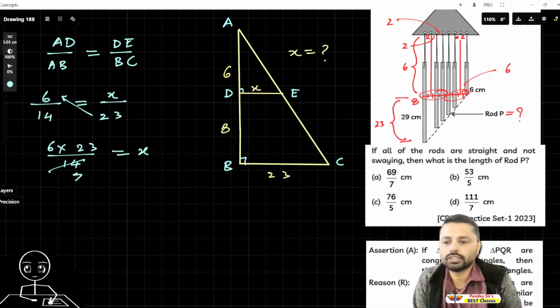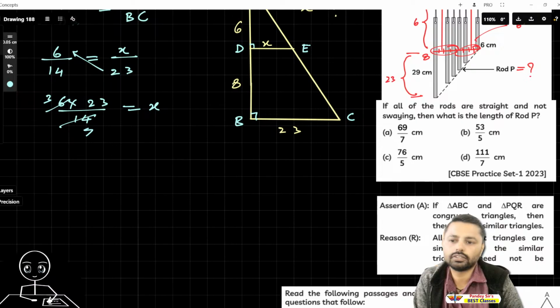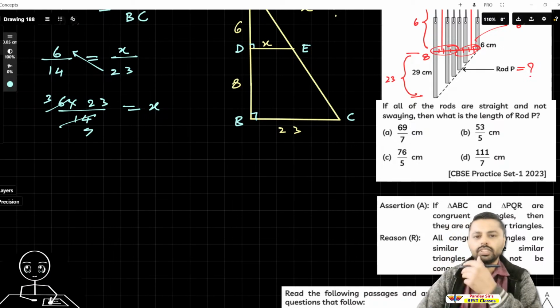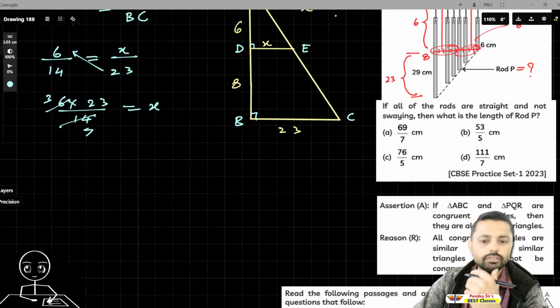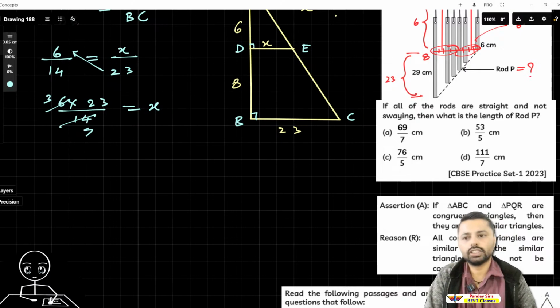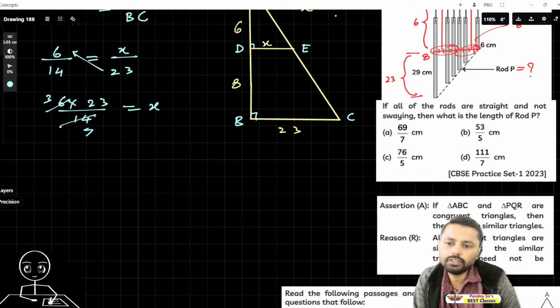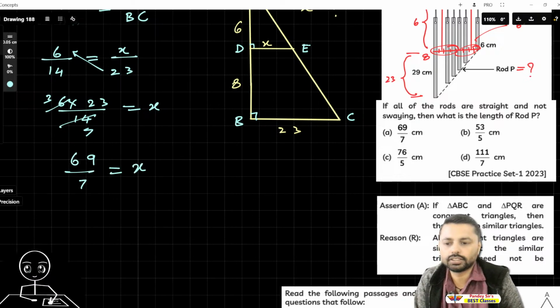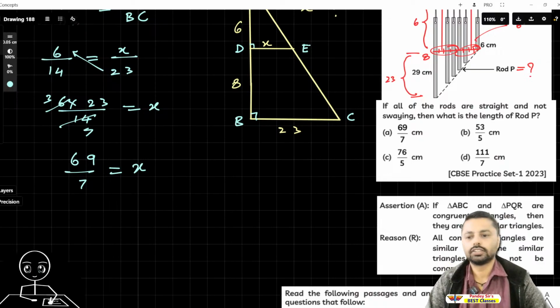So 2 7s are 14, 2 3s are 69. Something seems to be missing. Can you help me with what is missing? Anyway, so first let's finish this. It will be 3 times 23 is 69, so 69 by 7 equal to x. So the x value is 69 by 7.